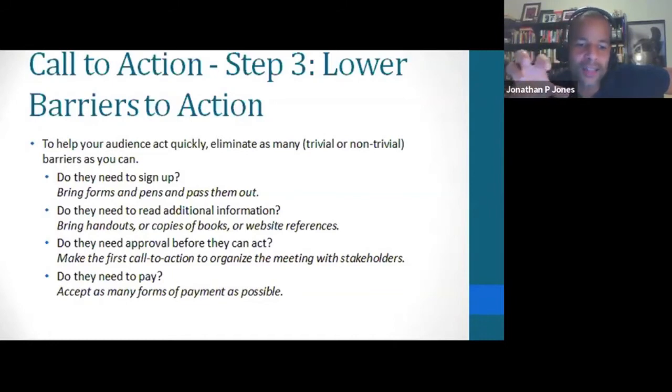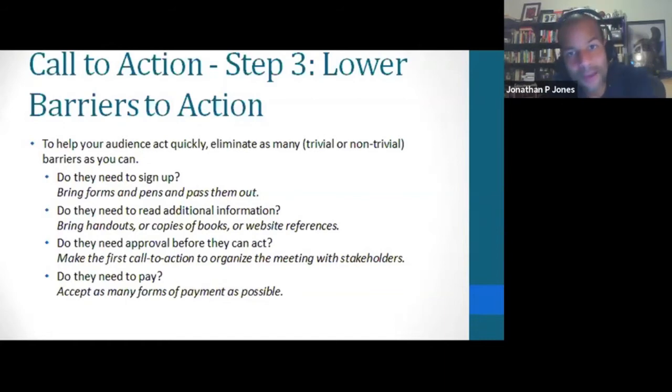So if I'm going to have to get approval, then I'm going to need to get people together because my one voice is probably not enough. I'm going to have to organize the protest. I'm going to have to organize people writing letters, making calls, sending emails, so that then there's enough of us to get to that person. But I've got to organize that, you know. And then the last piece, do they need to pay?